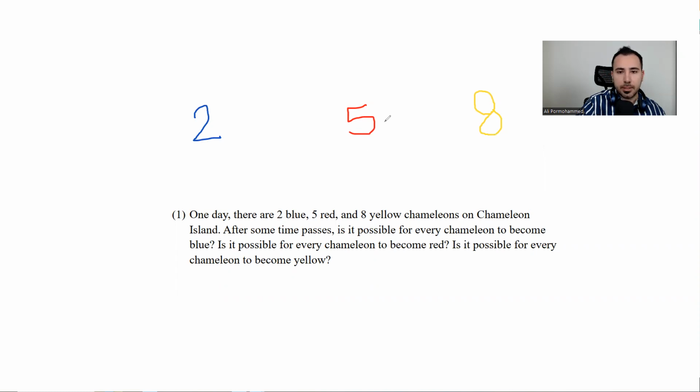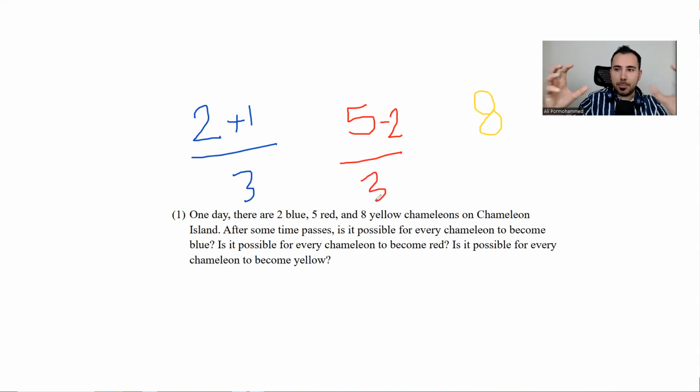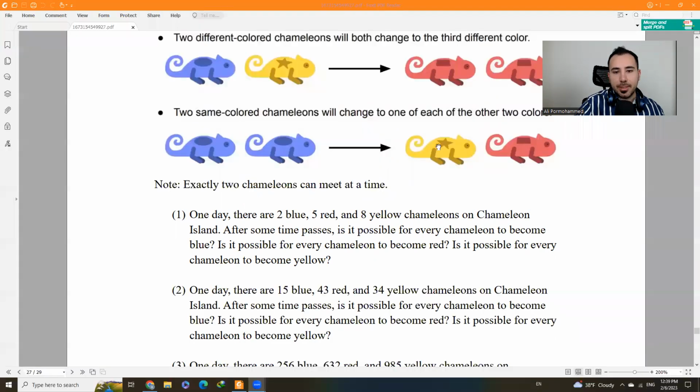This would be minus by 2. This would be plus by 1. So as you could see, the number of blues will become 3. Red will become 3. And now each blue and each red, bang, they create 2 new yellows. Is it possible for all of them to be yellow? Yes. So again, for this question, yes, yes, yes.